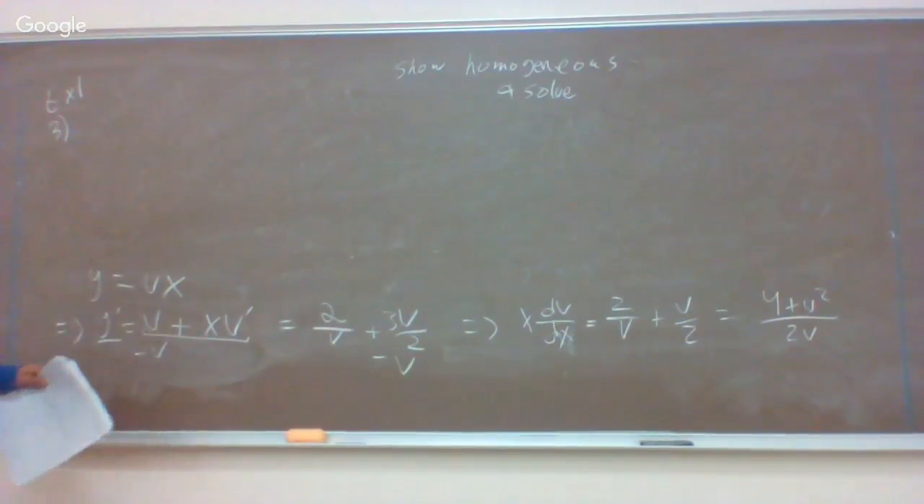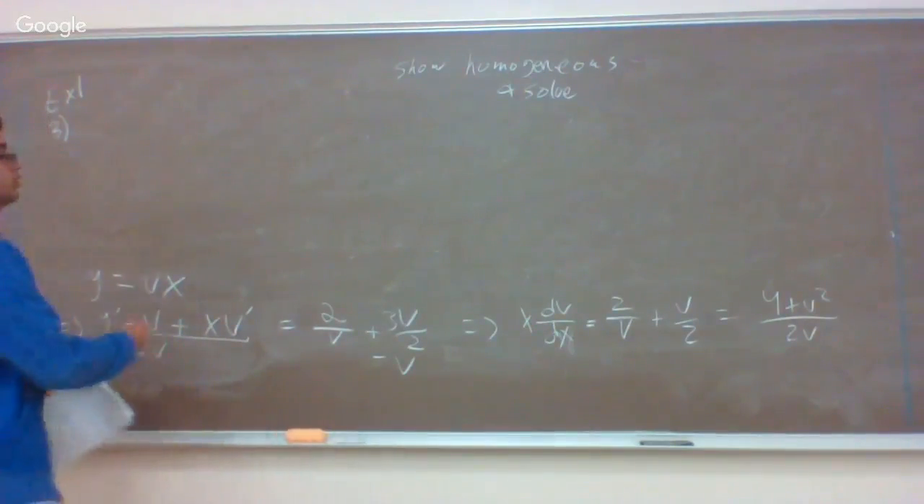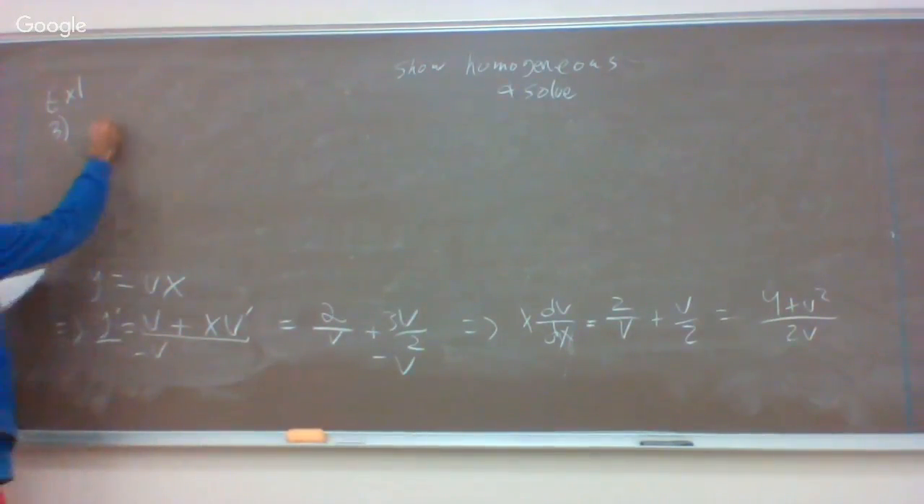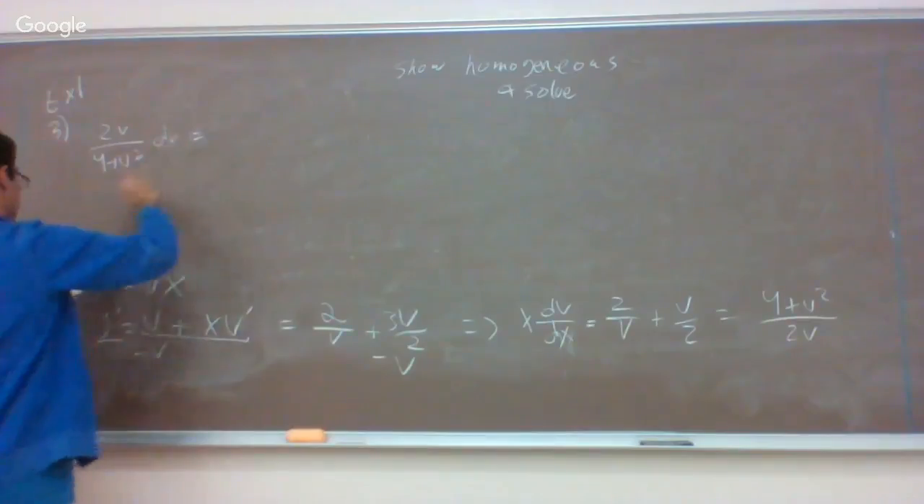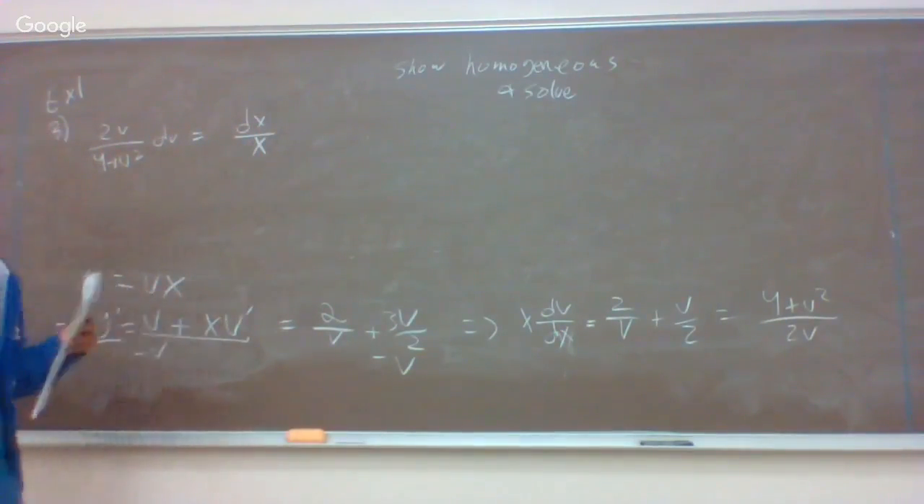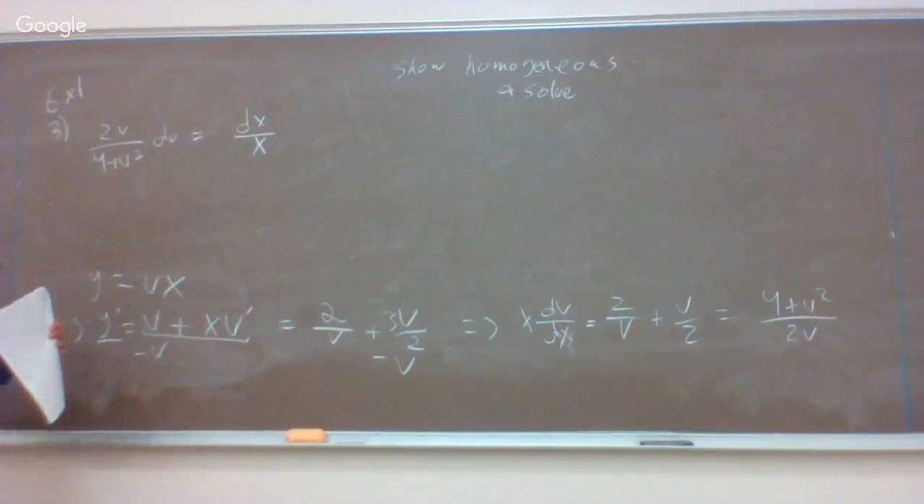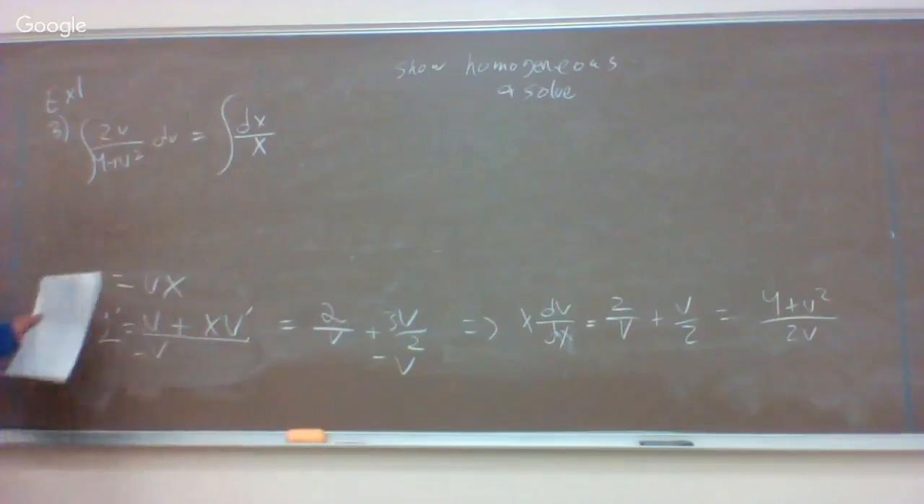Okay. We want the x terms on one side and the v terms on the other. So we can do 2v over 4 plus v squared times dv is equal to dx divided by x. We all see that? So then when we do the integral of both sides, we can solve.